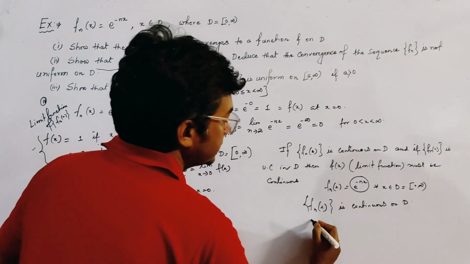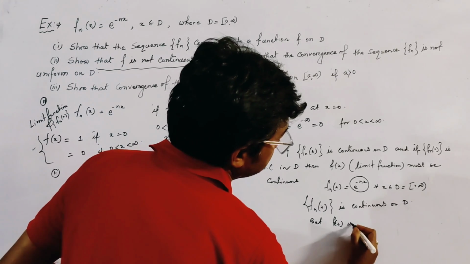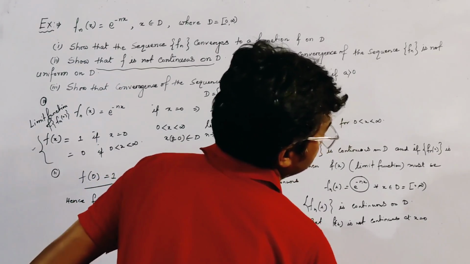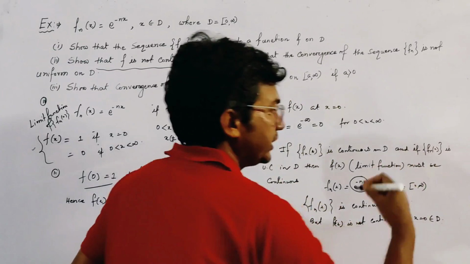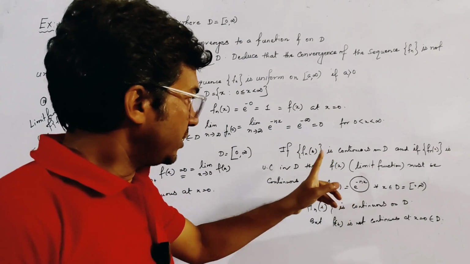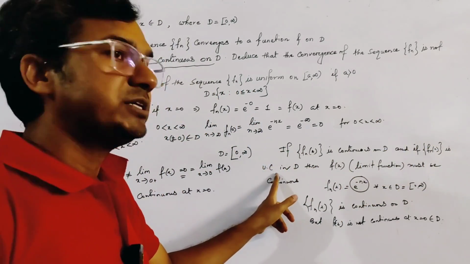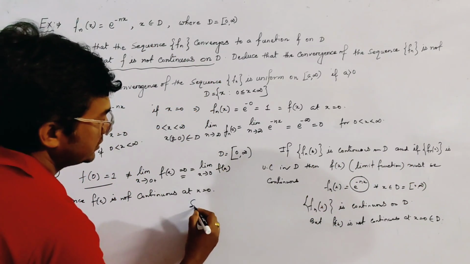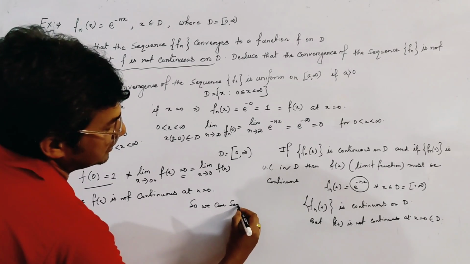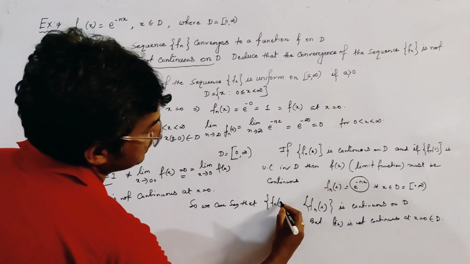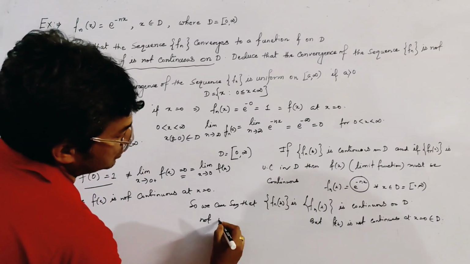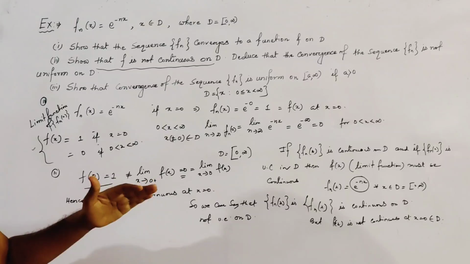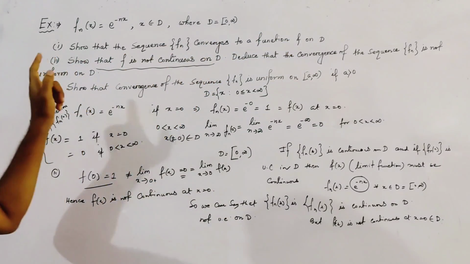Okay, but here we already see from this relation that the limit function is not continuous in D. f(x) is not continuous at x equal to 0, and this point belongs to D. So our theorem is not satisfied, because if f_n(x) is uniformly convergent in D, then f(x), that is the limit function, must be continuous. So we can say that f_n(x) is not uniformly convergent on D. Okay, and this is the solution of the second part of the second problem.